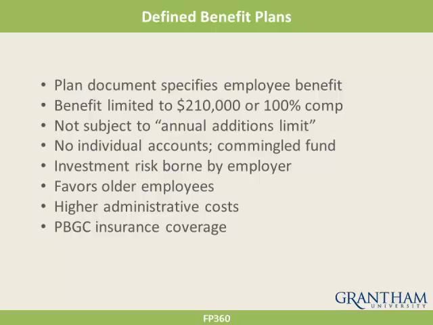The maximum defined benefit amount permitted this year is $210,000 or 100% of compensation, whichever is less. So no one who is receiving a defined benefit payout this year can get more than $210,000 in retirement payments from the company in 2014. Defined benefit plans are not subject to annual additions limit because there are no individual accounts. All of the money for the various employees who eventually will receive benefits is in one commingled fund that the employer is responsible for.